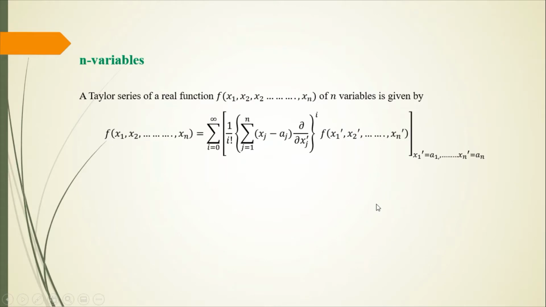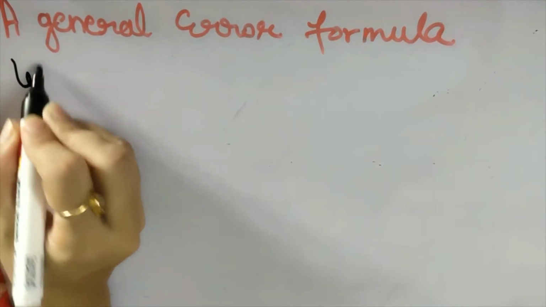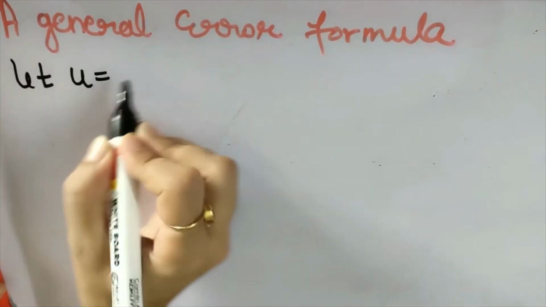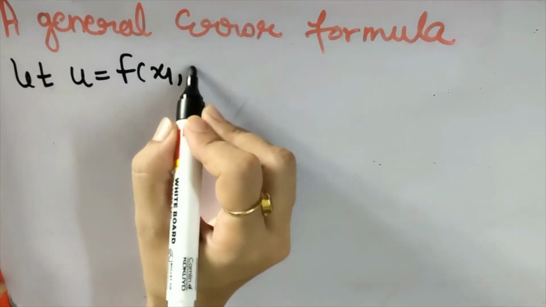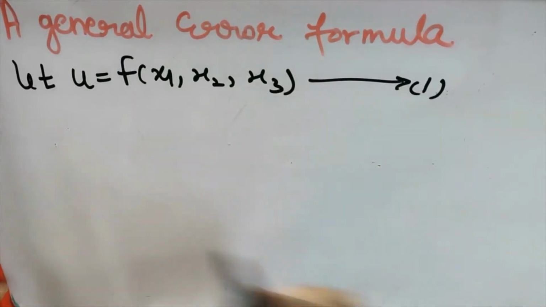Here I will derive the general error formula for three variables. By applying the same method, you can derive this formula for two variables or four variables or n variables. So let's start. I am going to derive a general formula for the error which occurs in formulas or functions. For this, let us consider u is a function of three variables x1, x2, x3. Let this be our equation number 1.